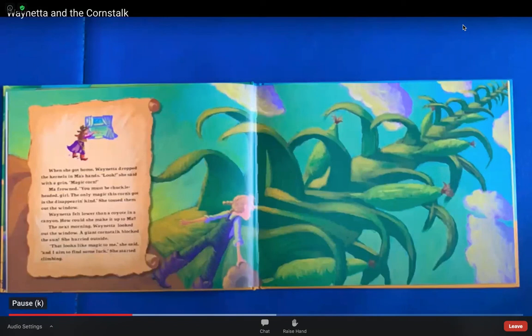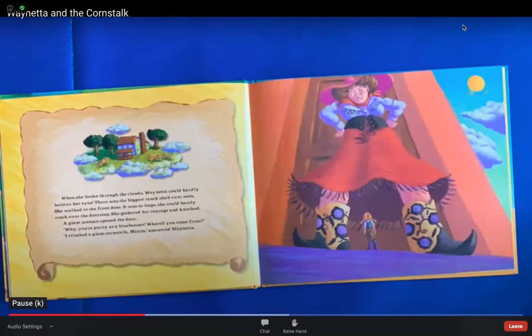She hurried outside. "That looks like magic to me," she said, "and I aim to find me some luck." She started climbing. When she broke through the clouds, Whenetta could hardly believe her eyes. There was the biggest ranch she'd ever seen. She walked to the front door. It was so huge she could barely reach over the doorstep. She gathered her courage and knocked. A giant woman opened the door. "Why, you're as pretty as a blue bonnet. Well, where'd you come from?" "I climbed a giant cornstalk, ma'am," answered Whenetta.